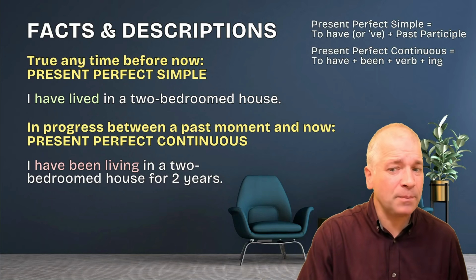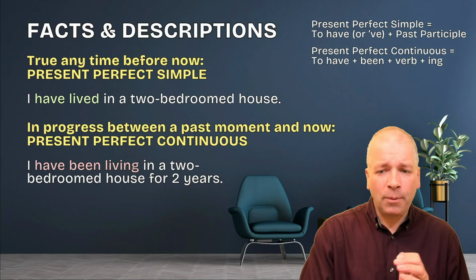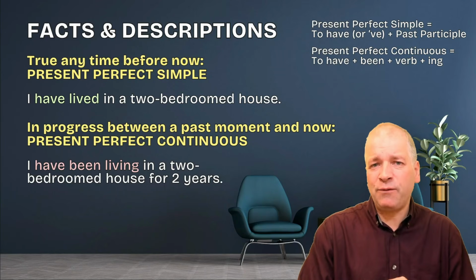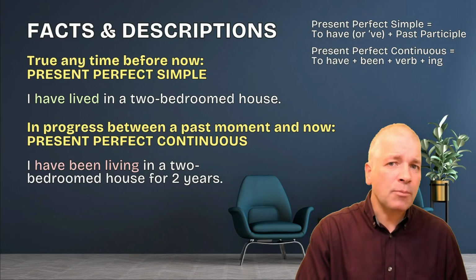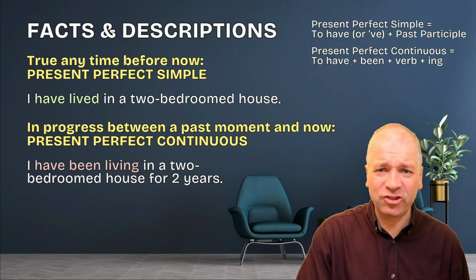The present perfect simple is made of to have followed by the past participle. We can contract that to apostrophe ve or apostrophe s if it's in the third person singular. The present perfect continuous is to have with been and then the verb and the ing.